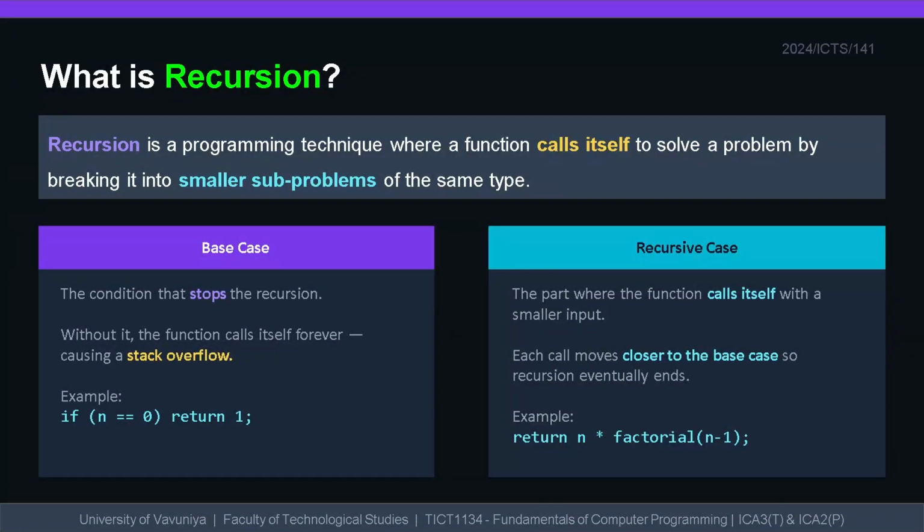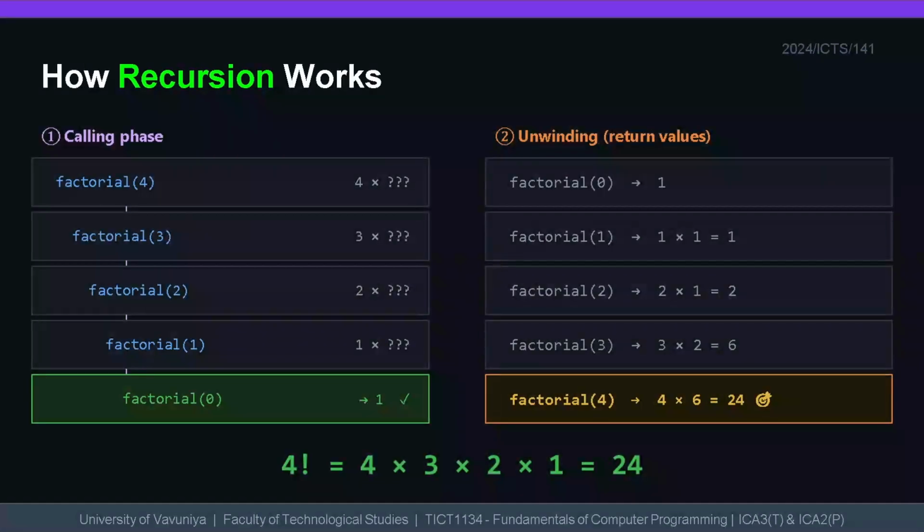Recursion is a programming technique where a function calls itself in order to solve a problem. Instead of solving the entire problem at once, recursion breaks it down into smaller sub-problems of the same type, and this makes the solution more elegant and closer to the mathematical definition of the problem.